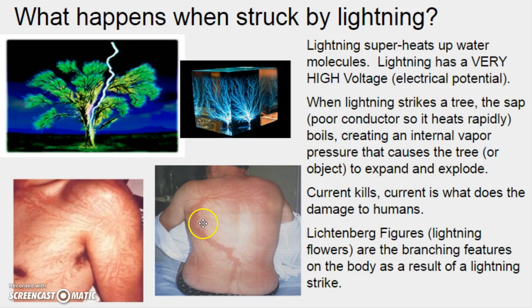So when you look at these pictures, these are called Lichtenberg figures. These are lightning flowers. They are branching features of the body as a result of a lightning strike. And the lightning literally travels around your body, around the oils and the water vapor in your body, and you just happen to have a kind of this material on the outside of your skin. It might be on a very, very small level, but it literally just burns this in. This would be a scar that would last a couple of years.